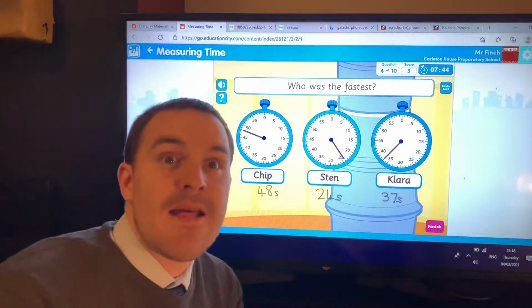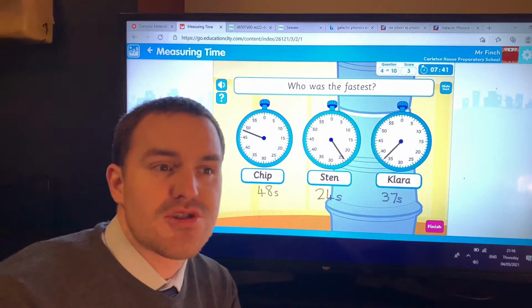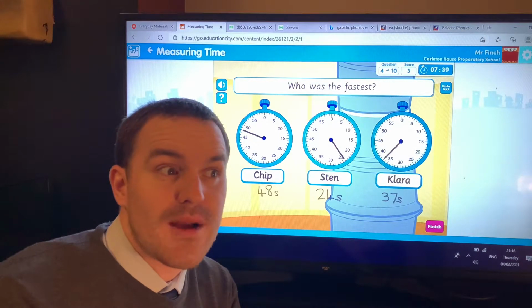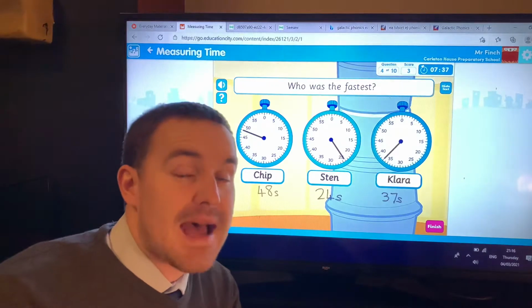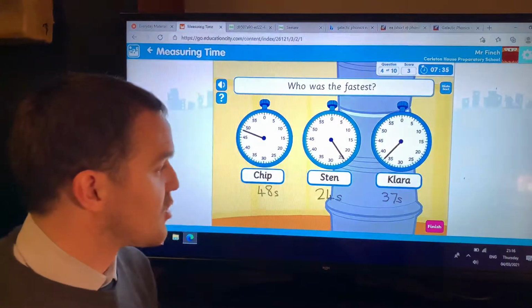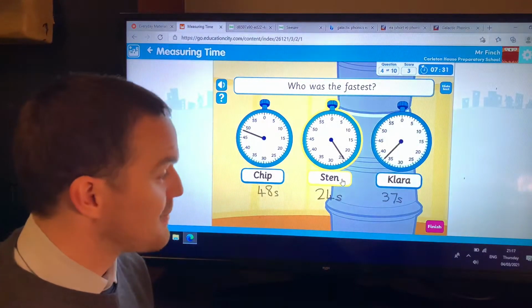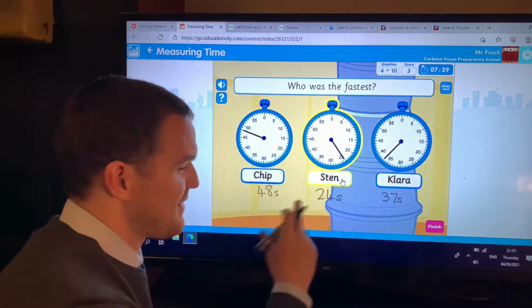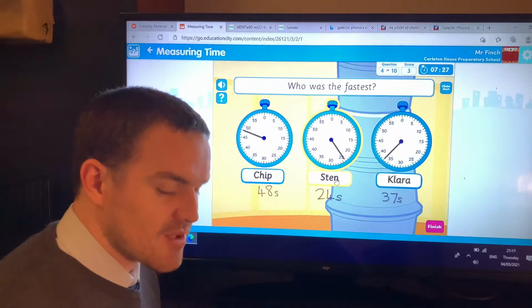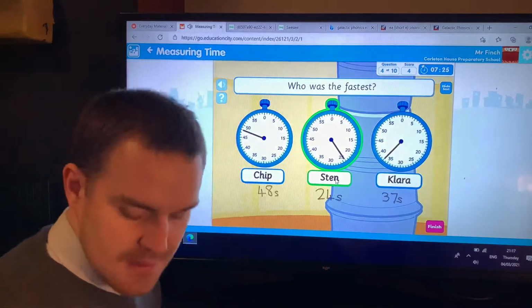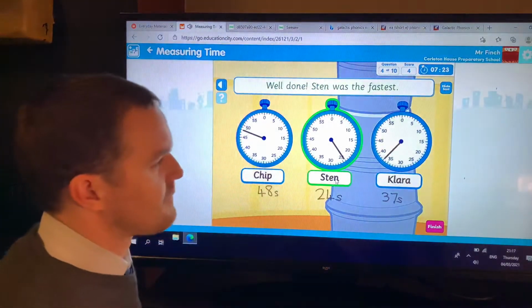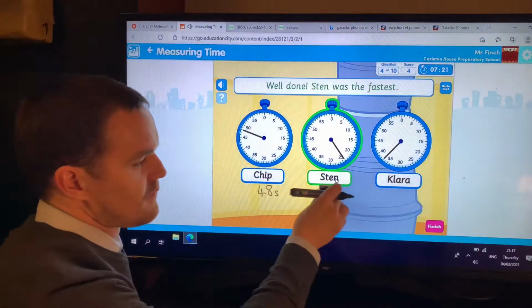It's like in running races, the fastest person in the world, Usain Bolt, who broke the world record, ran it in the shortest time. So the quicker the better. So the quickest person here was, this time around, Sten, because 24 is smaller than 37 and it is smaller than 48. So Sten was the fastest. Well done.